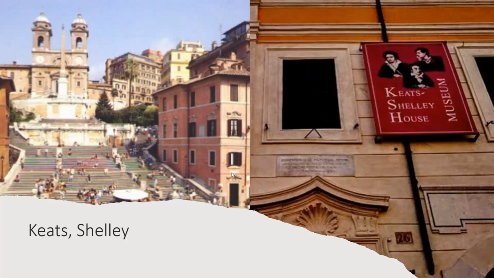Here is that house right here. It's now a museum, but that's where they stayed, right in the center, because that's where the Brits could afford it. And so the Italians are very happy to rent their houses out and make a very good income. And so today, if you go to the center here at the Spanish Steps, you'll see the Keats-Shelley house, where they resided for a period of time.